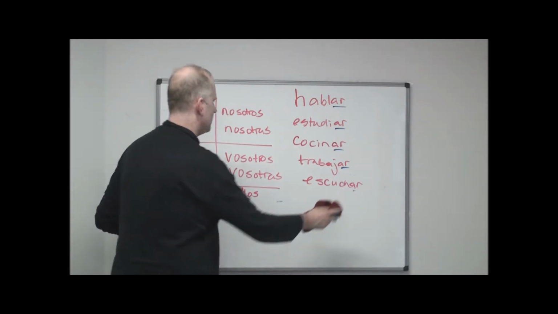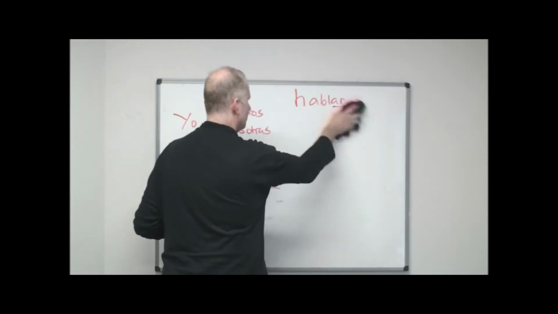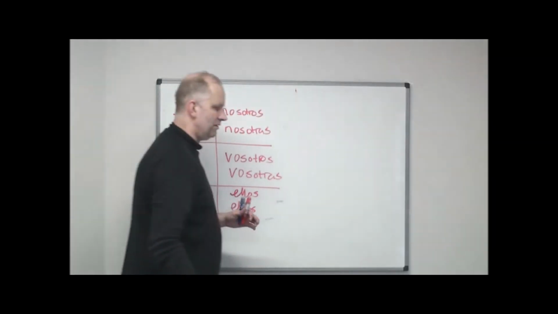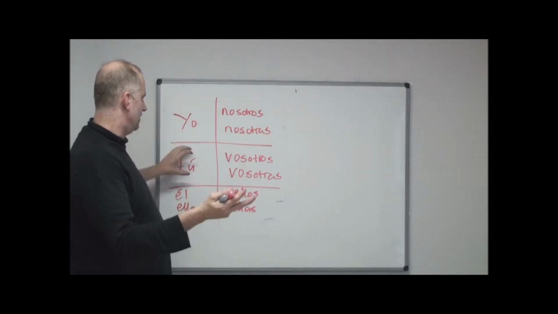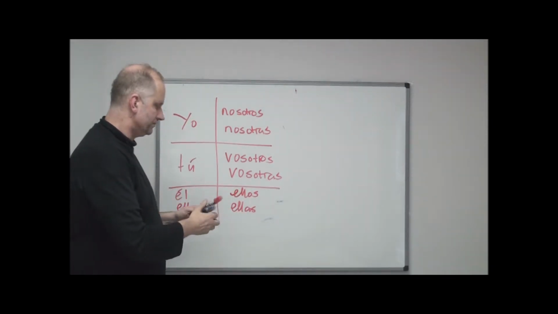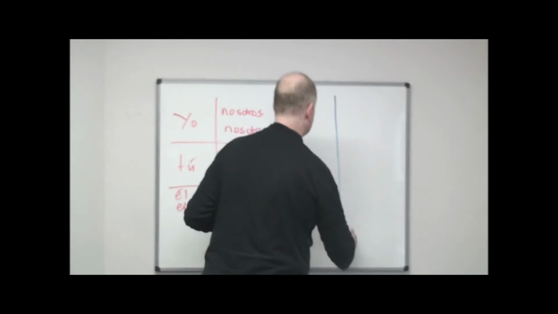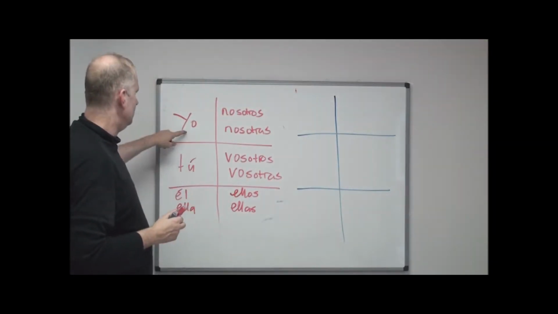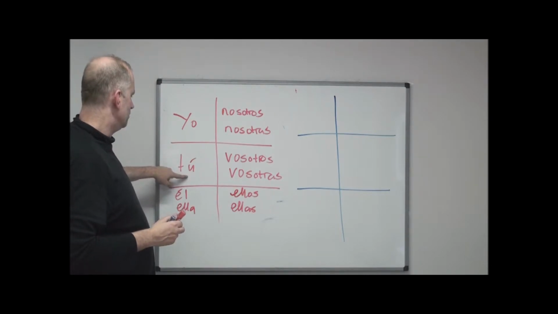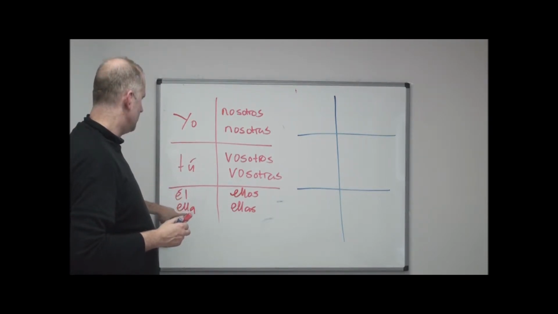So what we can do is see how they conjugate. By how they conjugate, I mean how, when you say I speak, how do you write that? And you speak. So if we look at the pronouns, I, yo, you, tú, he, él, she, ella.